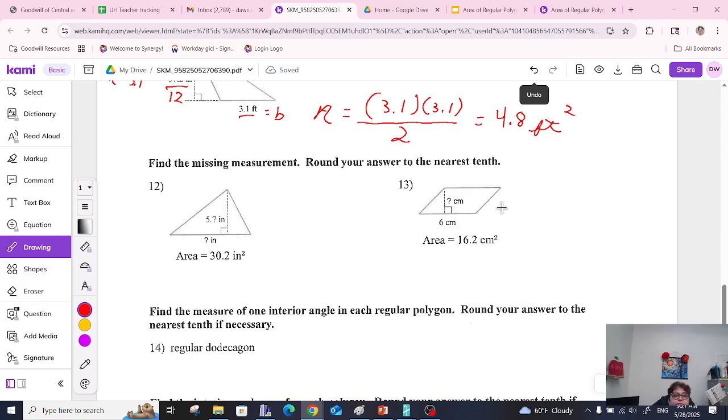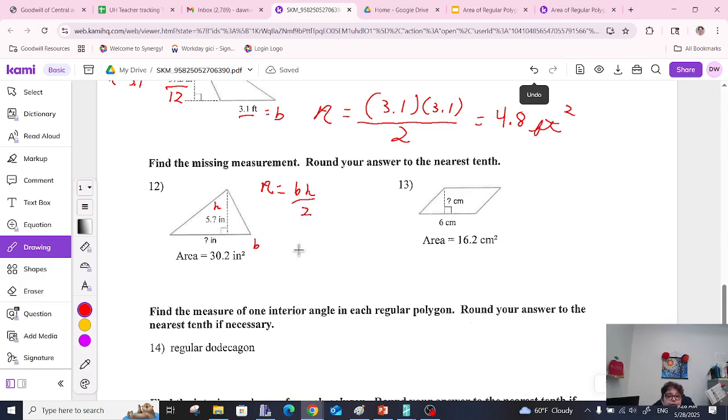Okay, so number 12. They gave us area. I need to find a missing unit here. This is a triangle. We have height. We're trying to find base. What is the formula for a triangle again? Area equals base times height divided by 2.